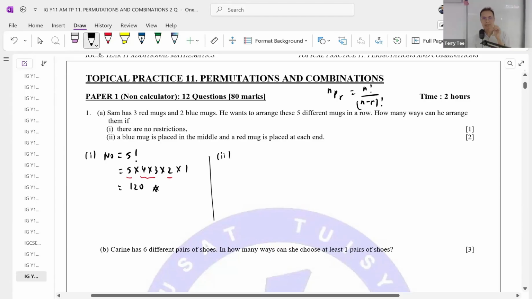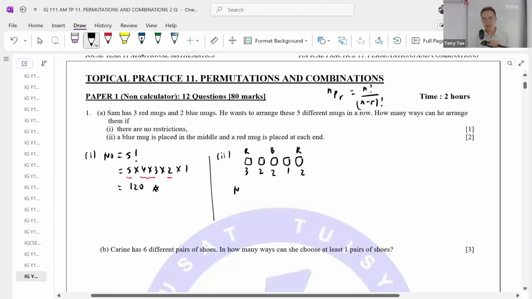Okay, second part. A blue mark is placed in the middle, and a red mark is placed at each end. So you got 3 red marks, and we'll do 1, 2, 3, 4, 5. I need to put a blue here. Blue, I got 2, I need to choose 1. Red, I have 3, I need to arrange 2. Sorry, I wrote this wrongly. This is supposed to be 2, because we're talking about the number of options. So 2 ways for the blue. How about the remaining? The rest, I can put red again or blue again, doesn't matter. Remaining will be 2 and 1.